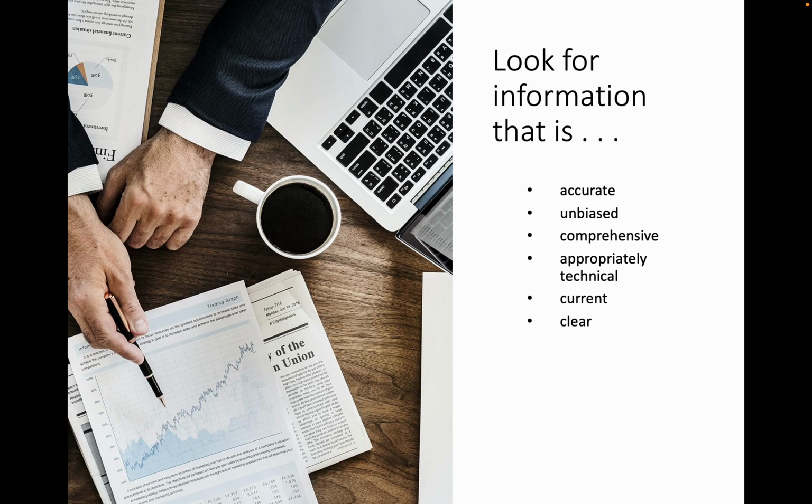But wherever you're getting your information from, you want to make sure that you're looking for information that is accurate, unbiased, comprehensive, meaning it tells the whole story, appropriately technical, meaning if it's written for the general public, it doesn't use too much jargon or technical language, but if it's written for somebody in a technical industry, it does use the appropriate jargon. You also want to make sure that you're looking for information that is current and is clear. It should be obvious what the information means.